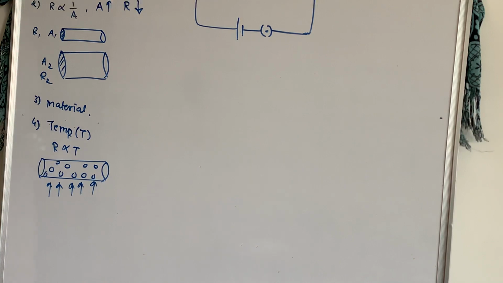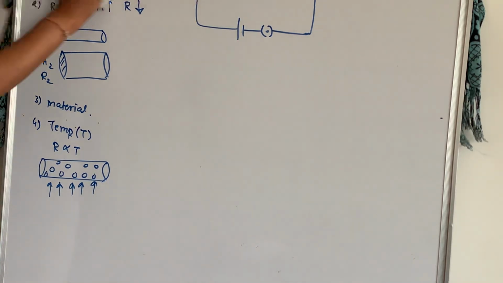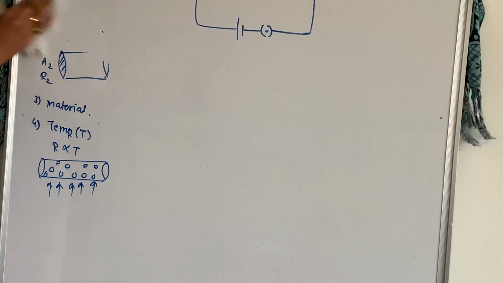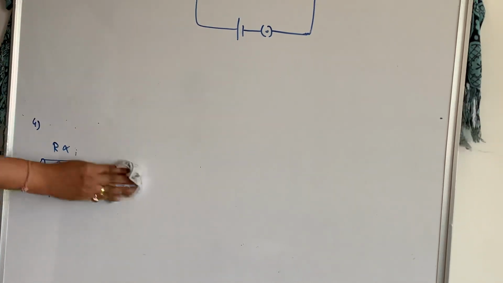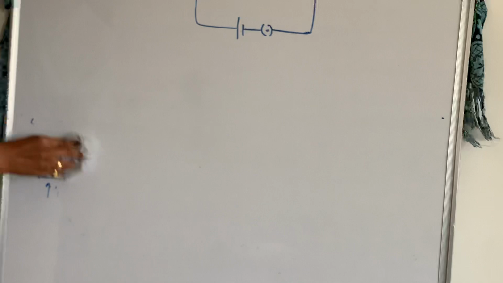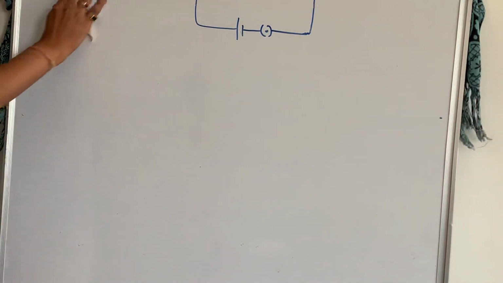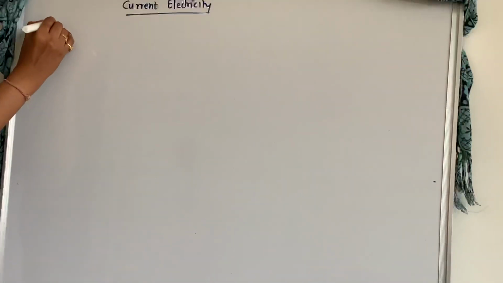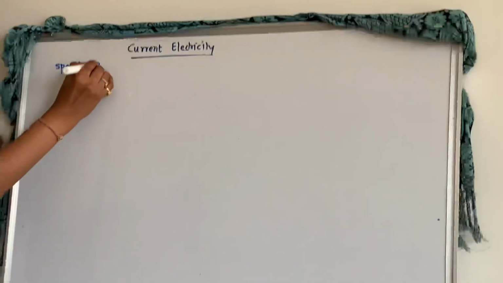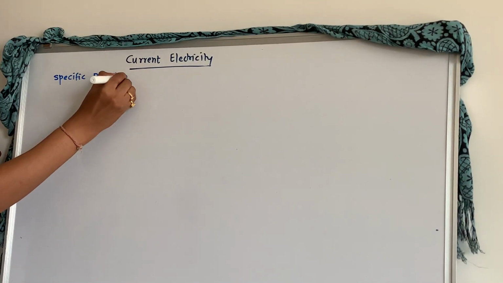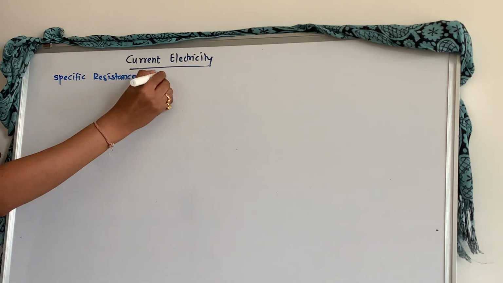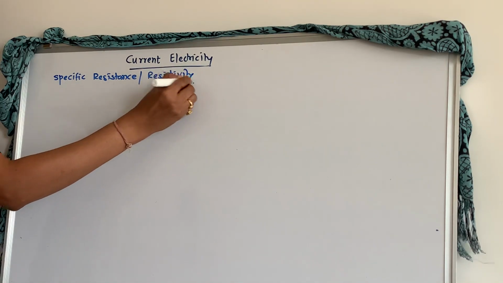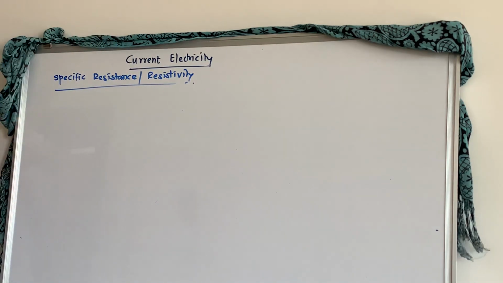Now we'll go with the next part of this chapter, called specific resistance. This is not there in 9th standard, but 9th standard students can do all this. Just check. The topic is called specific resistance, also called resistivity. Now what exactly is the specific resistance or resistivity?